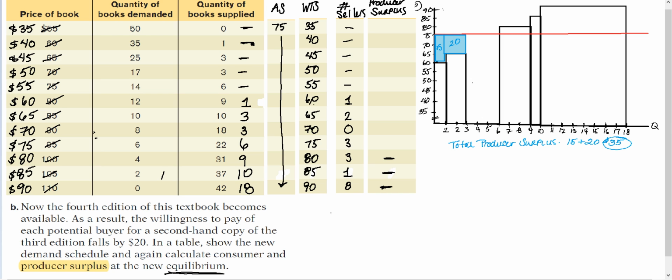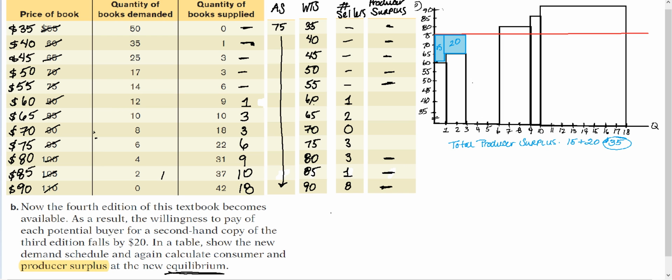Now, my last column that I've created is the producer surplus. You'll notice, and I can probably just put dashes all along here, that I've already blocked out the rows where I know I'm not going to calculate a producer surplus. In the first 5 rows, I know I'm not going to calculate a producer surplus because there are no sellers who are willing to sell their books at those prices from $35 to $55.